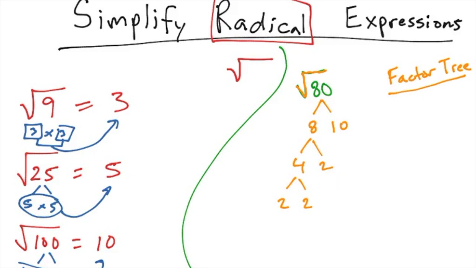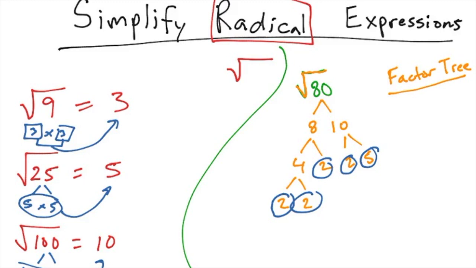But then look at this 10. Can I break down 10? I think I can. I know 10 gives you what? 2 times 5. So I know that the prime factors of 80 are these numbers right here, the ends of my factor tree, which are called leaves: these 2's and that 5. If I multiply all those numbers together, I would get 80.